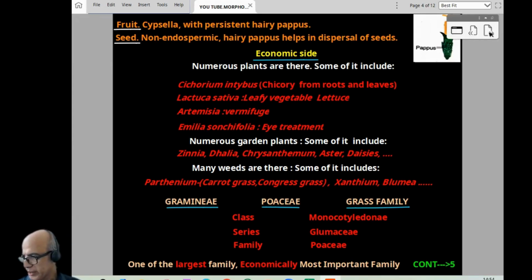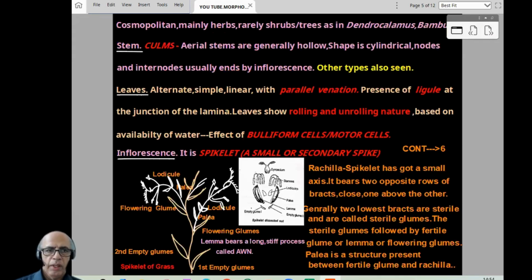Now we can proceed to the next page. It is cosmopolitan, mainly herbs. As advancement is there, it will be more towards herbs. Rarely shrubs and trees, very few, Dendrocalamus and Bambusa. The stem in Gramineae is called culm, C-U-L-M-S. What is culm? Aerial stems are generally hollow, cylindrical in shape, with nodes and internodes, usually ending in an inflorescence. Some variations can also be seen in the stem.